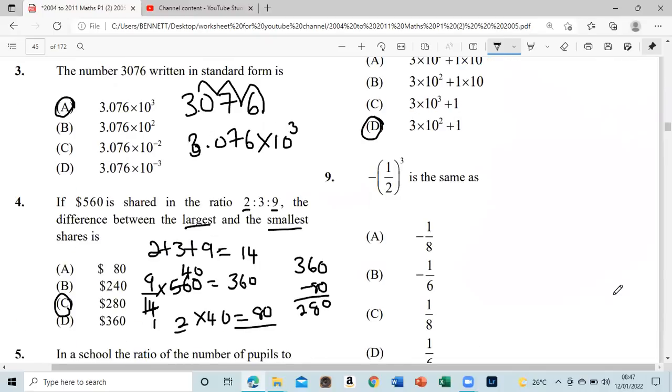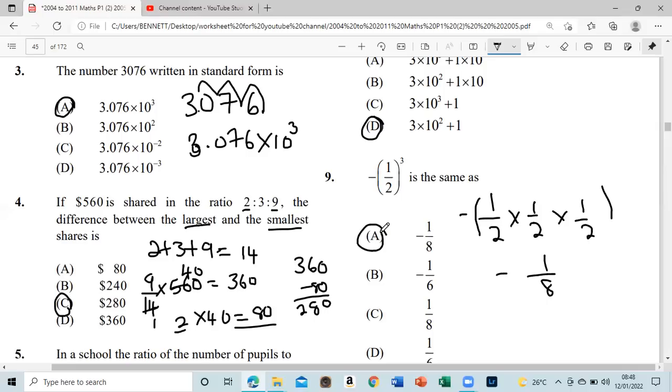Negative, bracket, a half raised to the third power is the same as, so it's negative 9. So consider that part here first. So we'll get 1/8 and then negative. Well, it can be a bit tricky, you know. If the negative was in the bracket, it would be the same because it'll have negative and negative and negative. So I'm not sure what they tried to accomplish here.